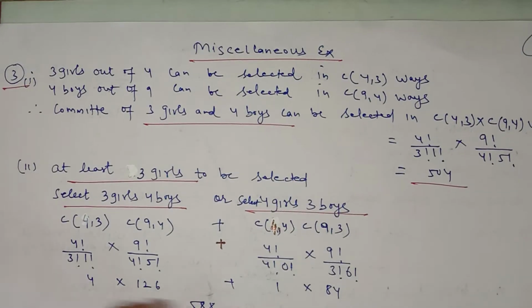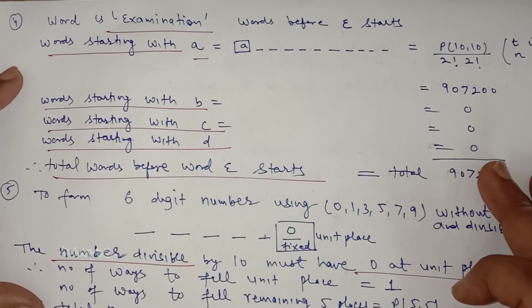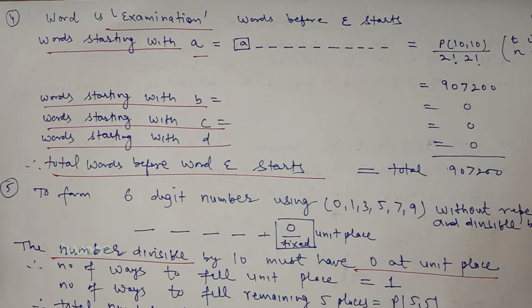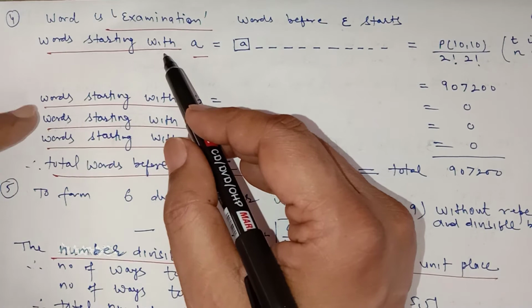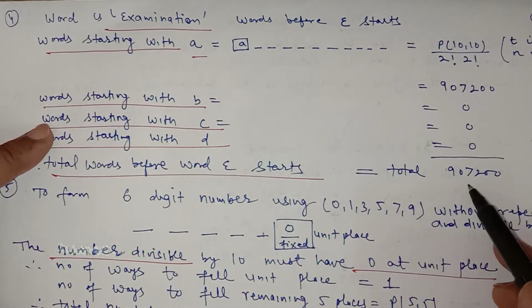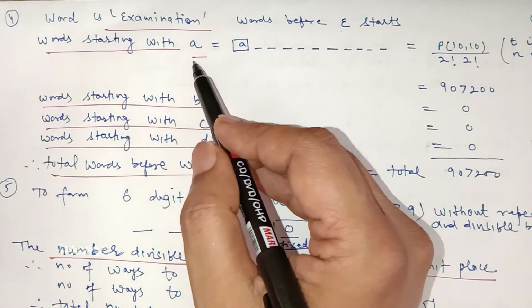So it is a long question, so be very careful with this question. In question number 4, there is the word EXAMINATION, and you have to arrange its letters as the words are arranged in a dictionary. So you have to find how many words are there before the word starts with E. When you arrange them according to a dictionary, the word should start first of all with A.